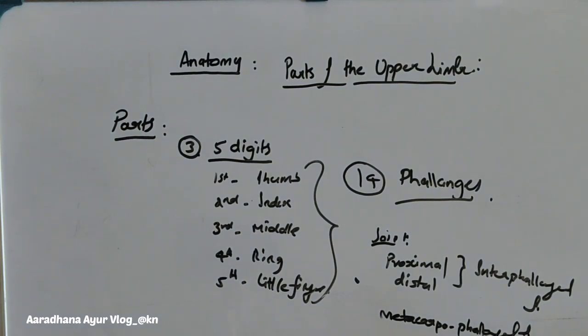There are 5 digits from the lateral to the medial: starting from the thumb, index, middle finger, ring finger and the little finger. These 5 digits make the bones, 14 in number, known as phalanges. And they make the joints, the proximal and distal interphalangeal joints as well as the metacarpophalangeal joint.